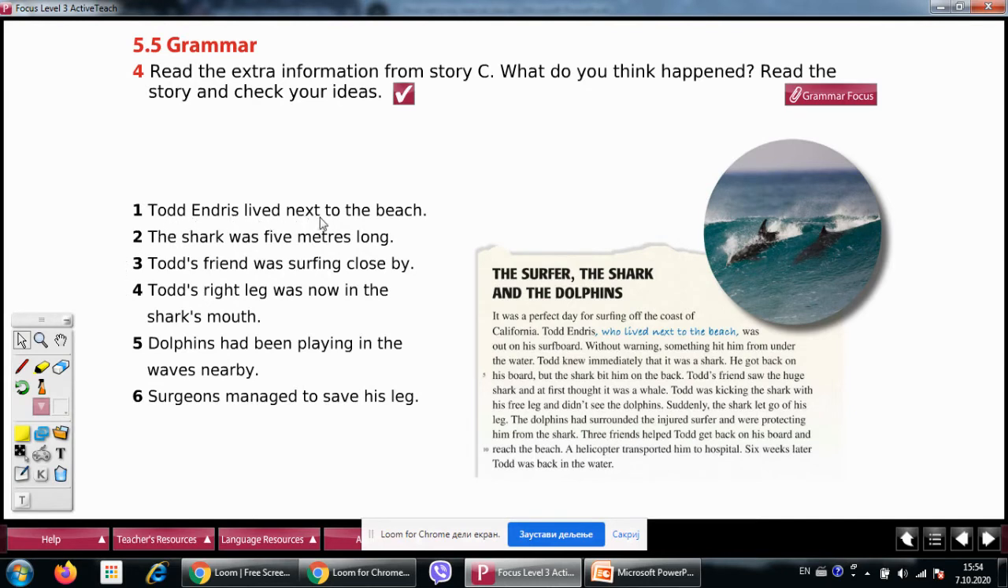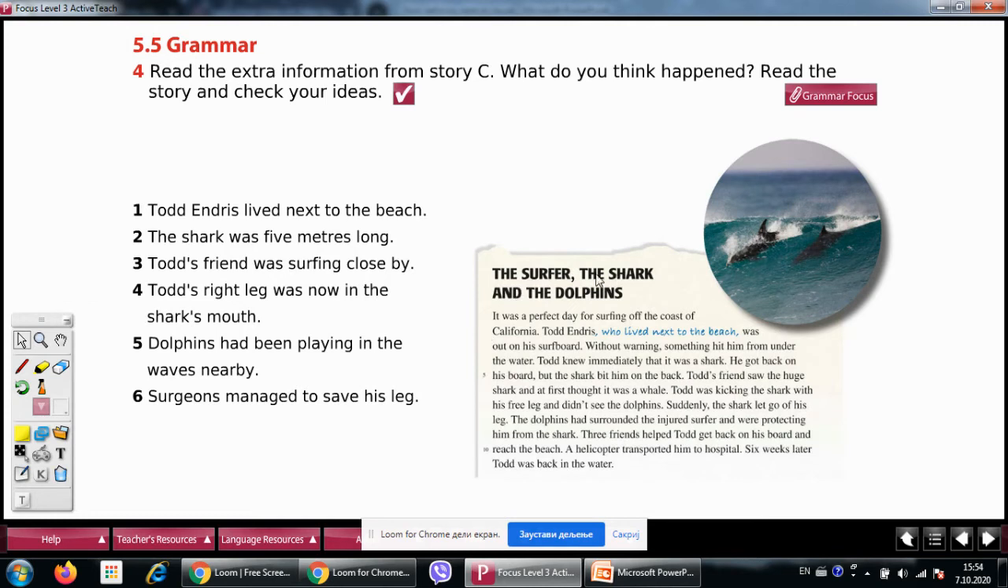Todd Andrews lived next to the beach. The shark was 5 meters long. Todd's friend was surfing close by. Todd's right leg was now in the shark's mouth. Dolphins had been playing in the waves nearby, and surgeons managed to save his leg. So now we will read the story to see what happened.